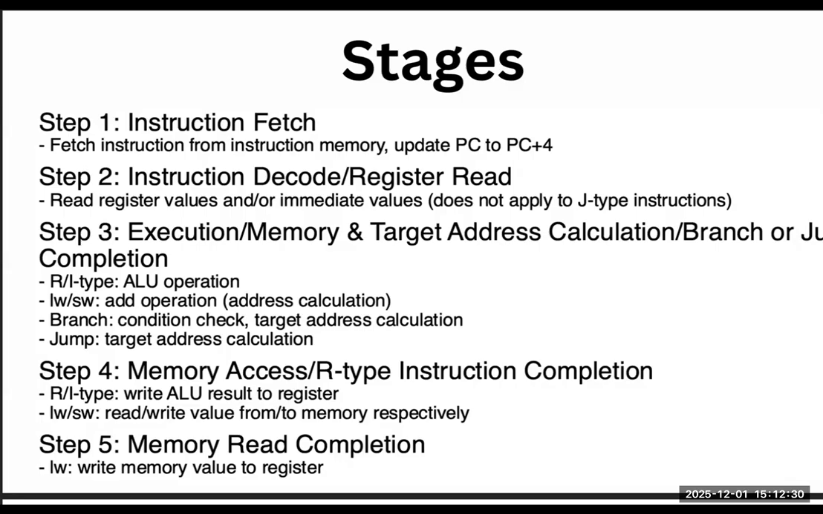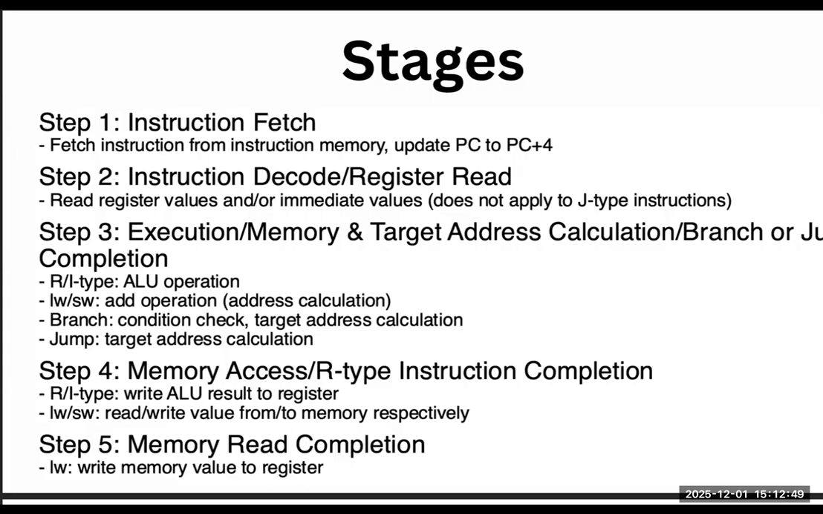Every instruction in multi-cycle implementation goes through up to 5 stages. Let me walk you through each one. Step one, instruction fetch. In the first step, we fetch the instruction from memory using the PC, and we update the PC to PC plus 4. This happens for every single instruction, no exceptions.